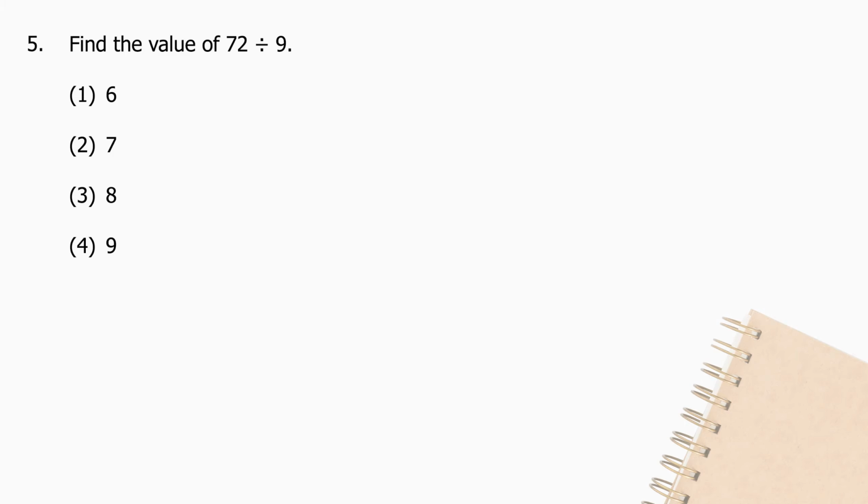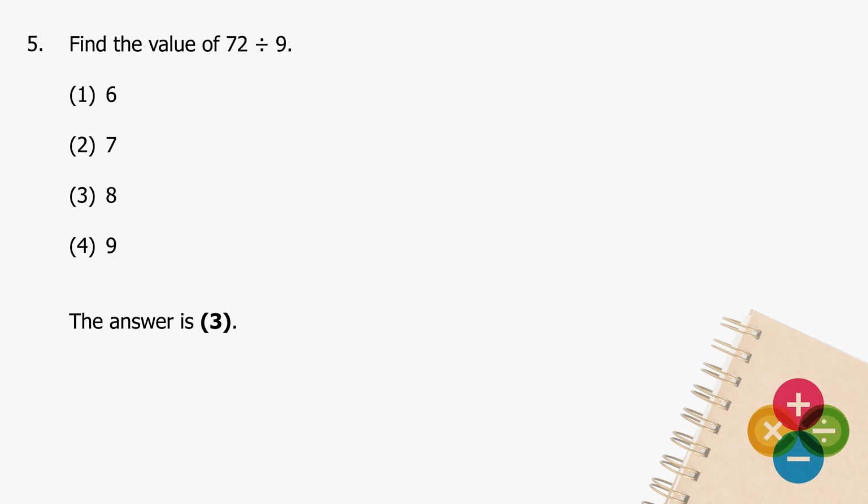Question 5. Find the value of 72 divided by 9. Divide 72 by 9. The quotient will be 8. The answer is 3.